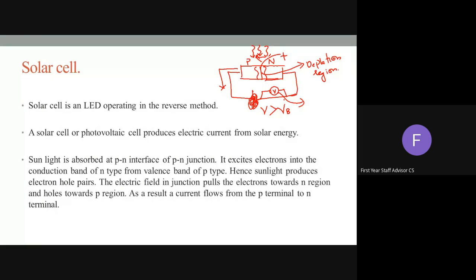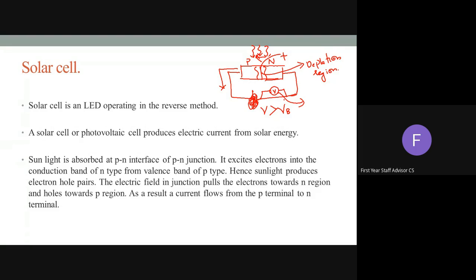So what is a solar cell? A solar cell is an LED, actually an LED operating in reverse. In a light emitting diode, when applying a potential which is greater than the barrier potential, carrier recombination takes place and the extra energy is given out as light energy.